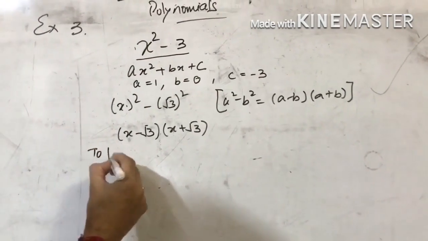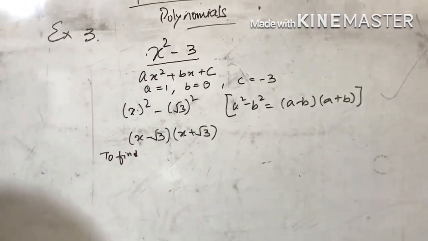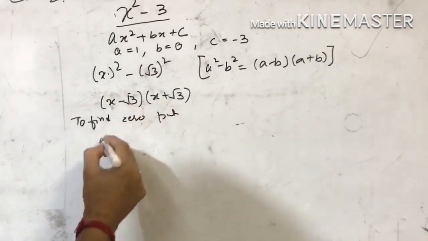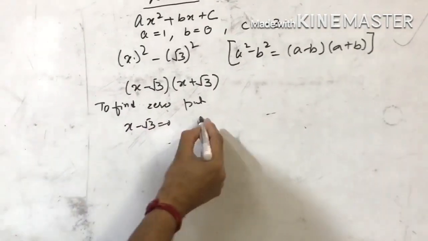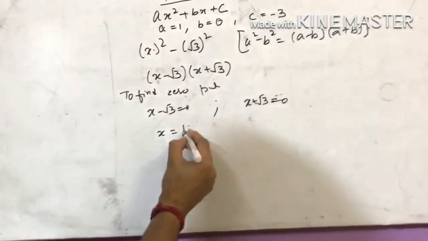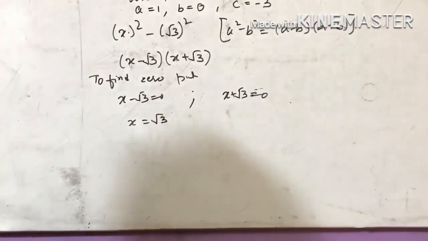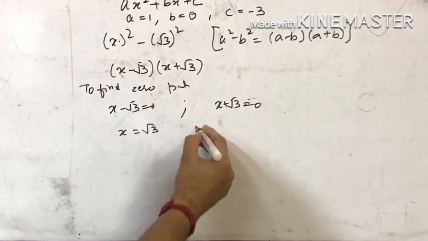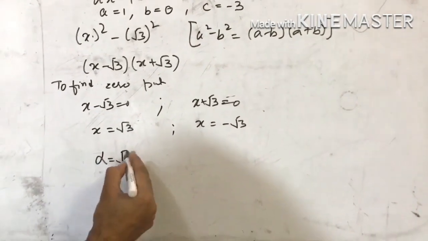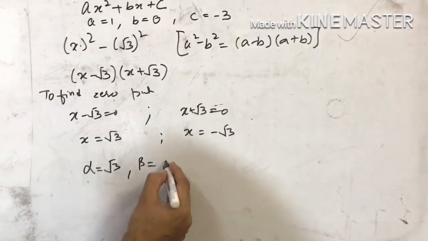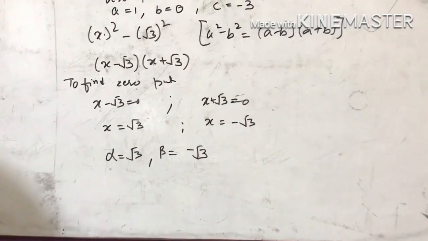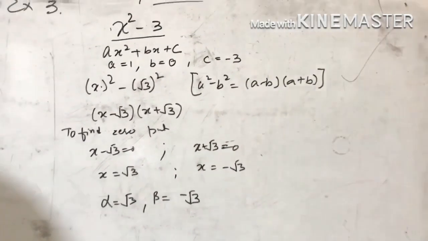They want you to find the zeros. So to find zeros, put x minus √3 equal to 0 as well as x plus √3 equal to 0. So x is equal to √3, this will become positive and this will become negative. Consider this as alpha and that as beta. So these are your two roots. So the first part is over, that you have to find the two zeros. These are the zeros of this equation.